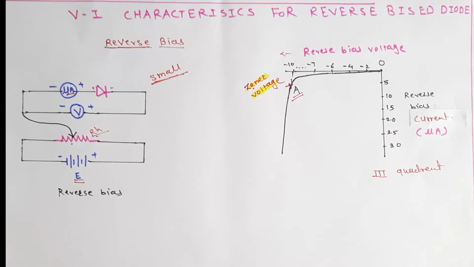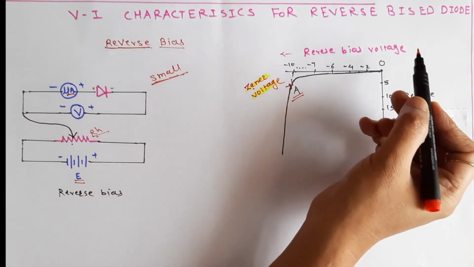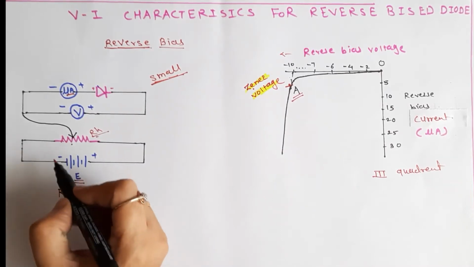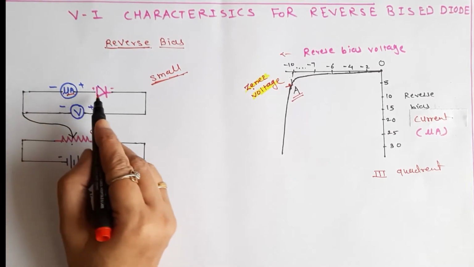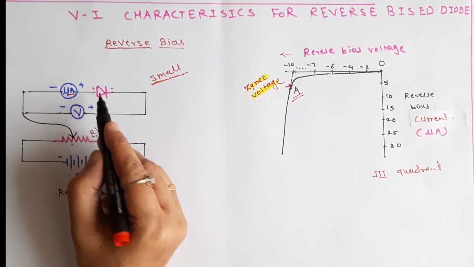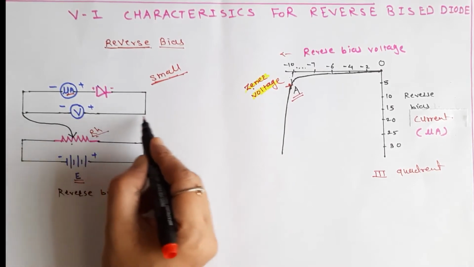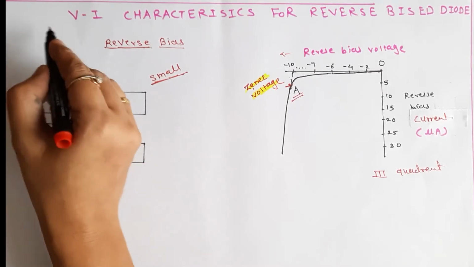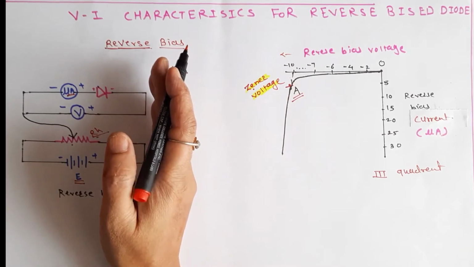Today we will discuss VI characteristics for reverse bias condition. As we know, the reverse bias condition is when the negative of the battery is connected to the positive of the diode and positive of the source is connected to the negative of the diode. To get the VI characteristics, we have to make this arrangement.